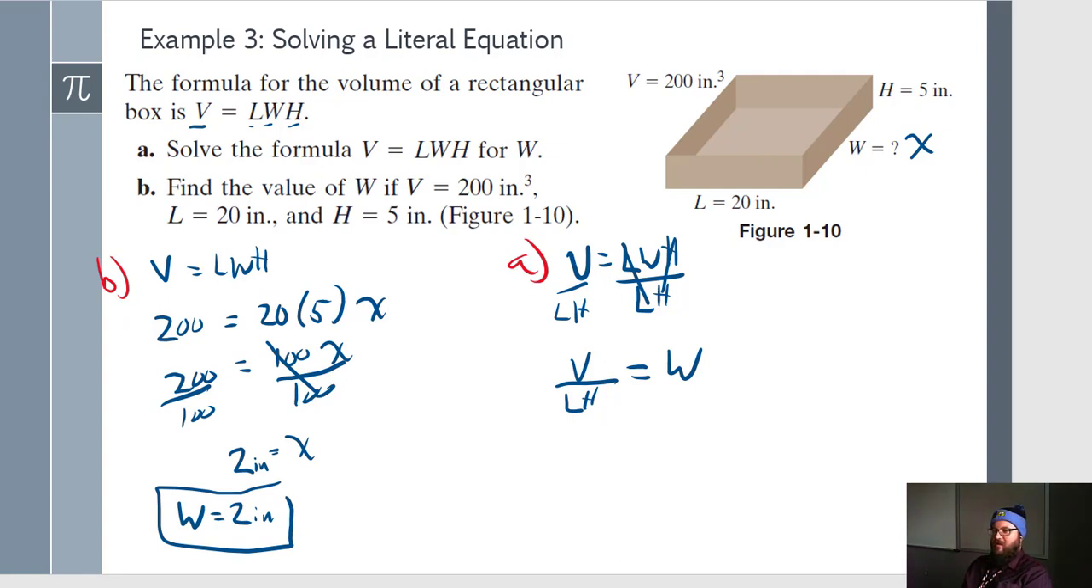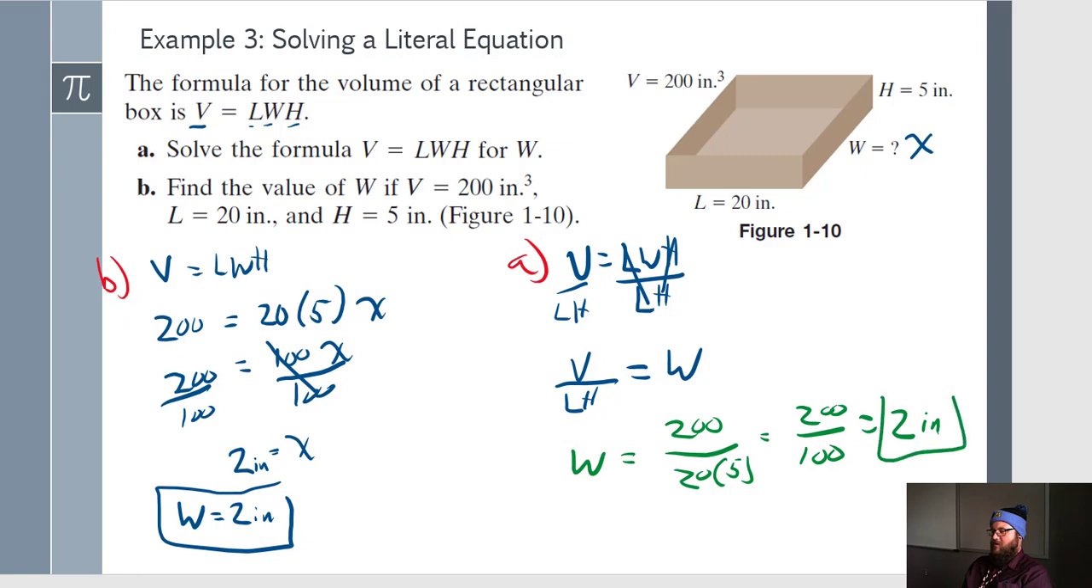And you could have simply plugged in these values to find this answer as well. So it gave us the same answer. If we would have done this by saying our width is equal to our volume of 200 divided by our length of 20 times our height of 5, we get the same thing. We have 200 divided by 100, which is still equal to 2 for our 2 inches. So either way, you could have worked it out to solve for it.